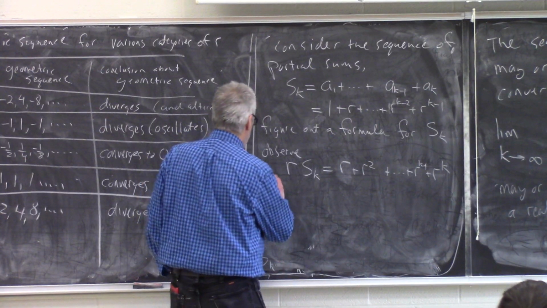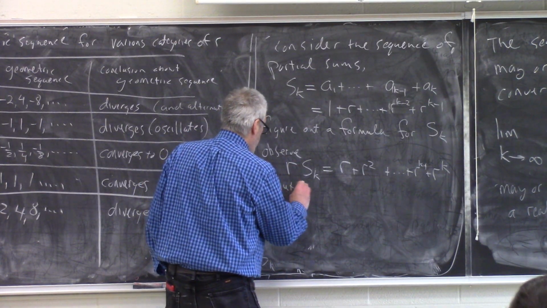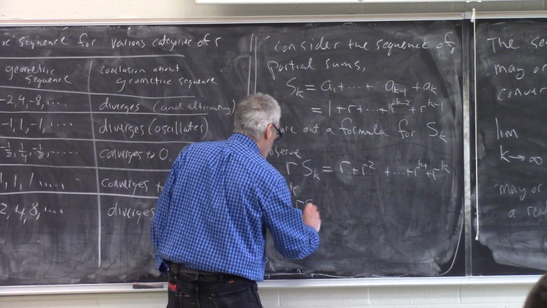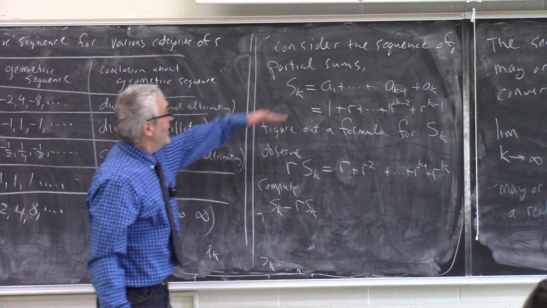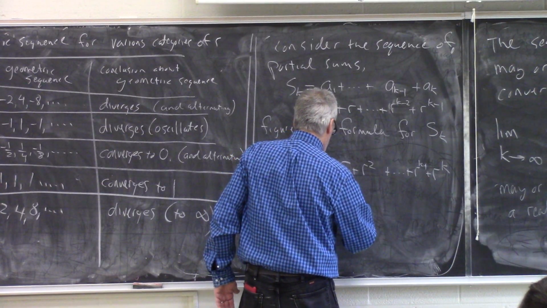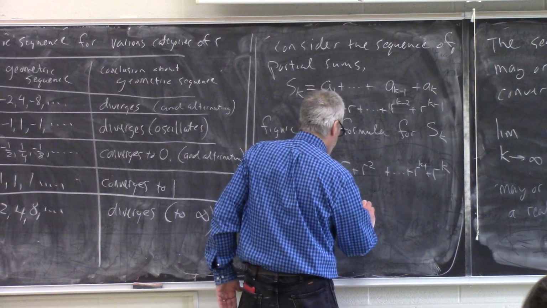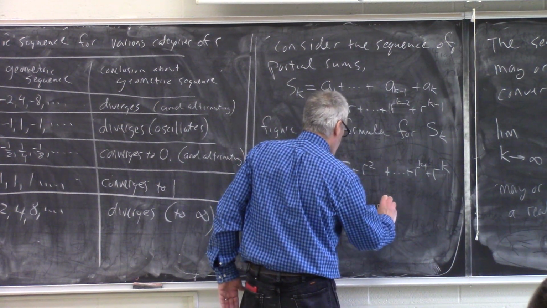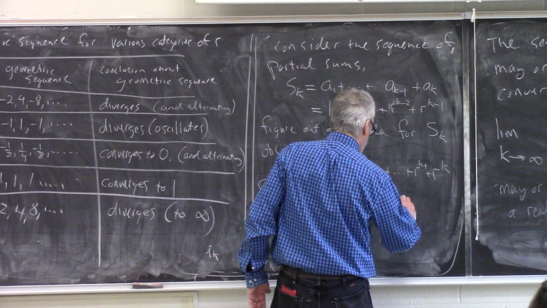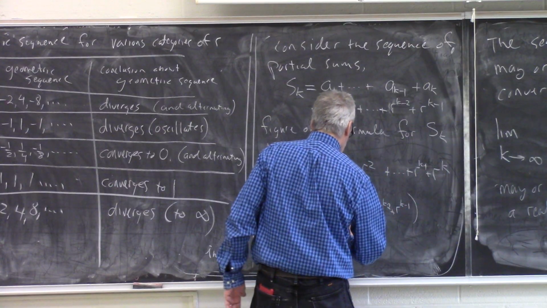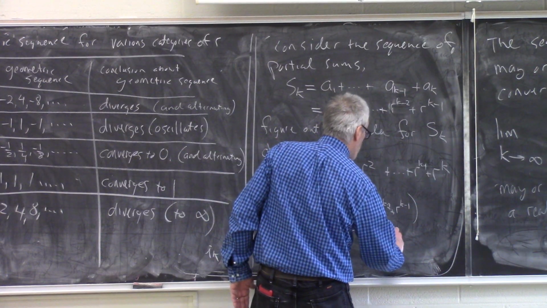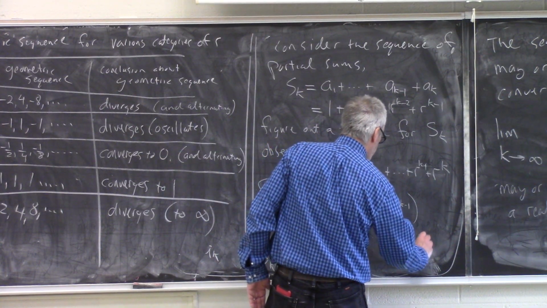So if I compute S_k minus r S_k, look what happens. I have to take this list and subtract this list. So I get 1 plus r plus all the way up to r to the k minus 2 plus r to the k minus 1. That's that whole list. And I'm going to subtract this whole list, r plus all the way up to r to the k minus 1 plus r to the k.